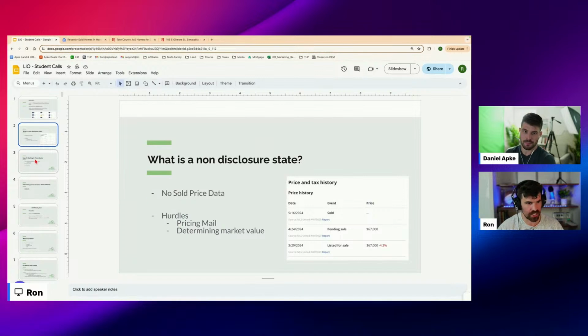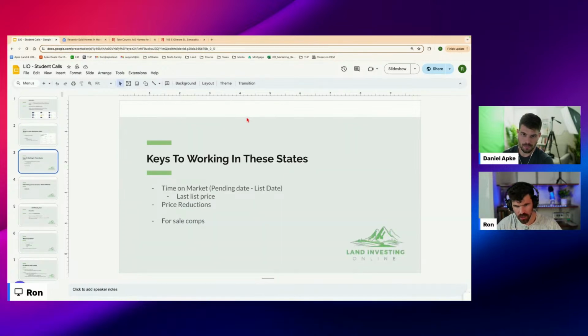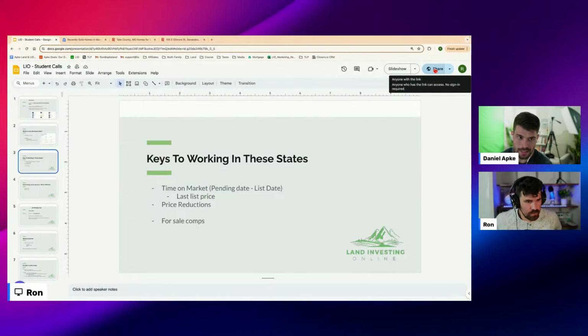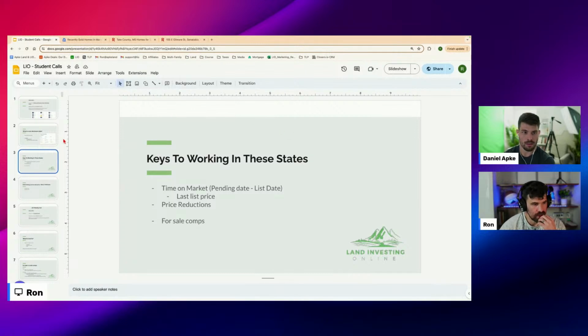Okay, so what is a non-disclosure state? I think we all understand that. I'm curious, guys, also, Ron, while you're continuing to go through this, if you have worked in non-disclosure states in real estate, let us know in the chat. I'm curious about the percentage of people who are doing deals in non-disclosure states and what states those are. I'm going to go through questions real fast, make sure we didn't miss anything.